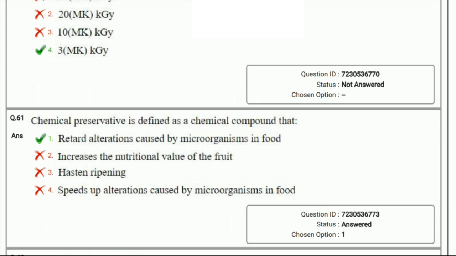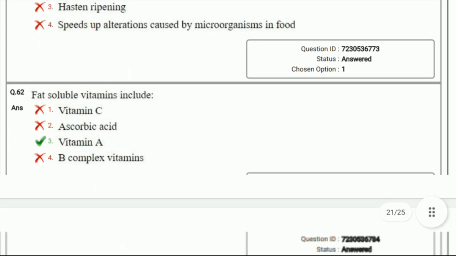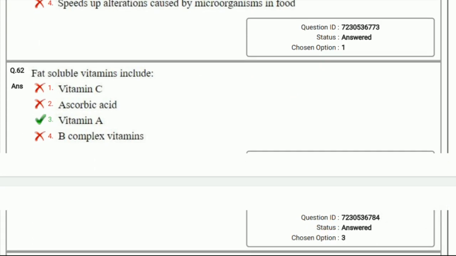Next question, chemical preservative is defined as a chemical compound that, so the answer is that retards alterations caused by microorganisms in food. Basically the function of a chemical preservative is to preserve the food, to inhibit microbial growth or to retard alterations in the food chemistry caused by microorganisms. Next question, fat soluble vitamins include, so the answer is vitamin A, because vitamins A, D, E and K are the fat soluble vitamins.